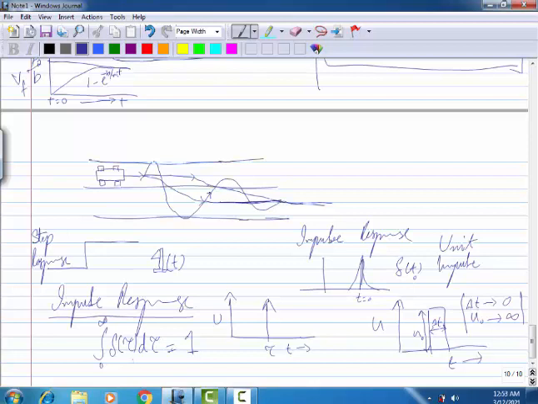So from this relation we know that step is equal to the integral of impulse. And the second thing we know is that impulse is equal to the derivative of step. Remember this, because when I take the derivative of a step, it becomes an impulse.